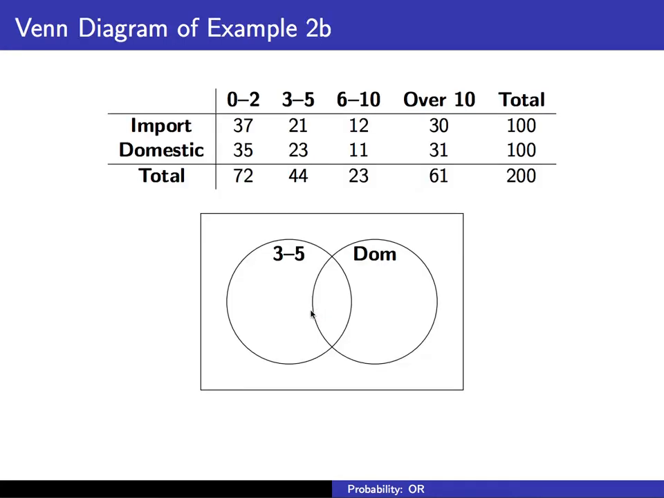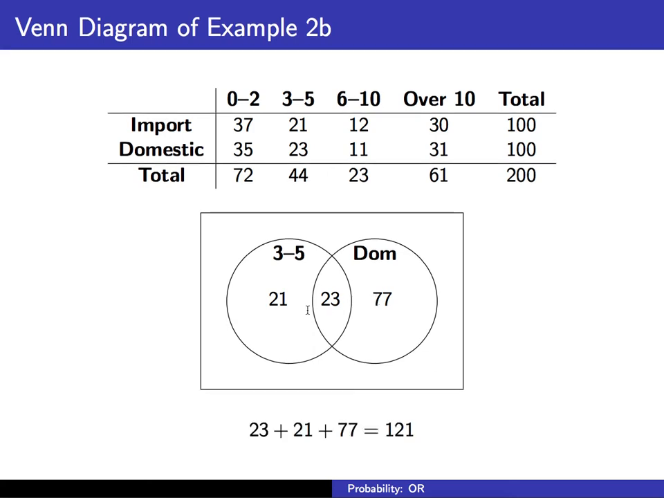So for example 2b, if we wanted to fill out a Venn diagram, first let's fill out the number of cars that are domestic cars and 3 to 5 years old. So out of the 44 total cars, 23 of them are also domestic, which makes 21 of them imported. And then for domestic, we have 23 that are between 3 to 5 years old, and the other 77 of those domestic cars are a different age. So if we take 23, 21, and 77, we get our 121 out of 200. So if you're going to use Venn diagrams, I recommend filling in the intersection first.